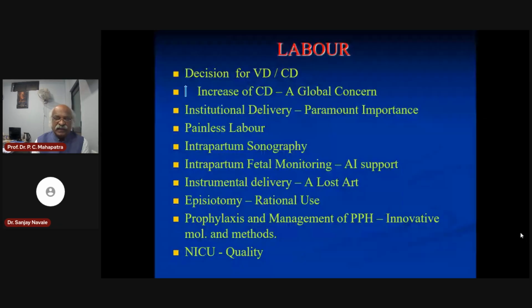Management of PPH has become a very important method. There's an innovative molecule which has come out, and a method which is there for that, in prophylaxis and management of PPH.